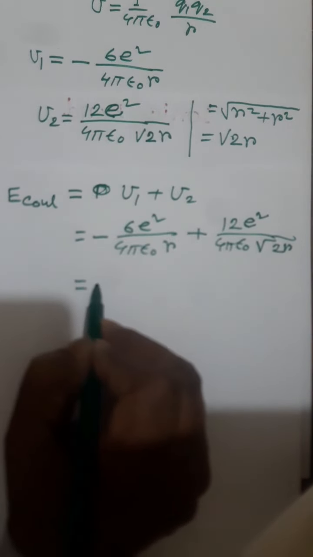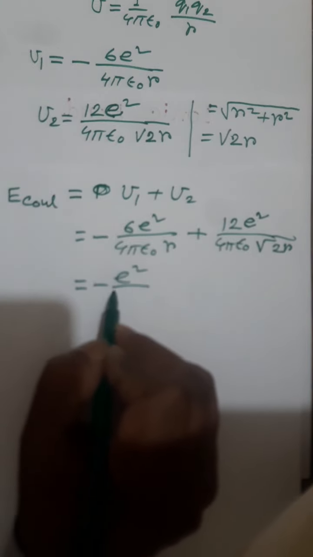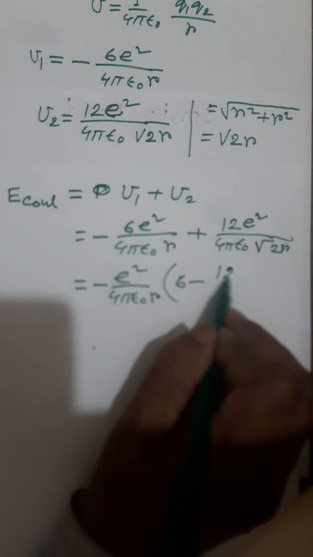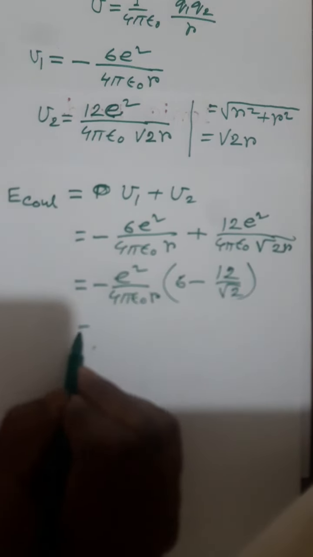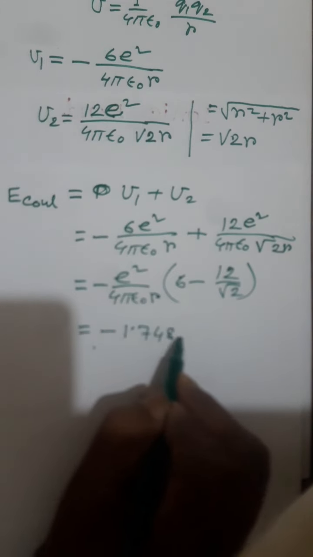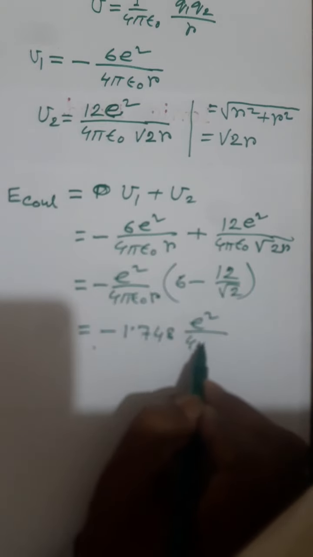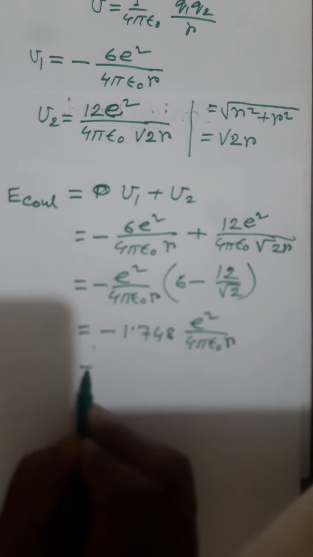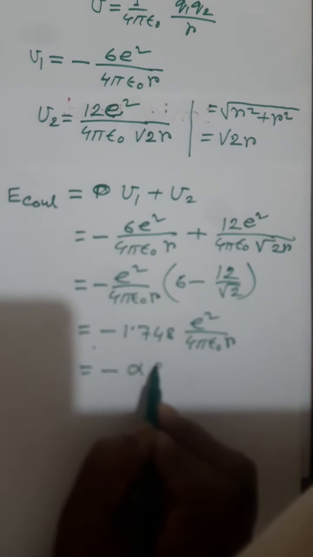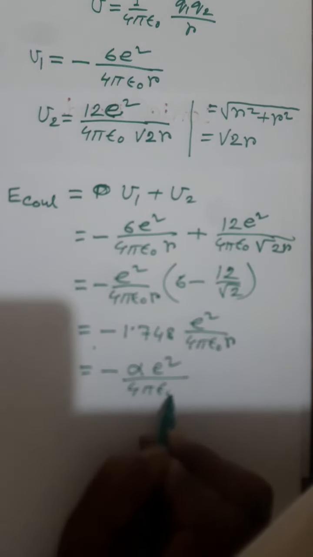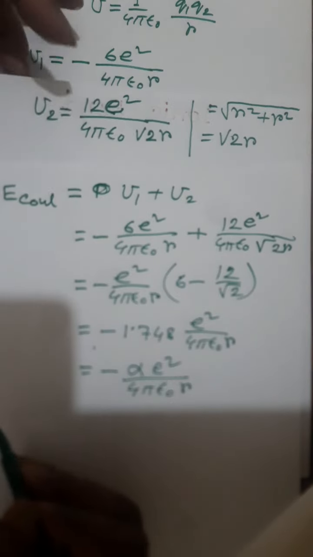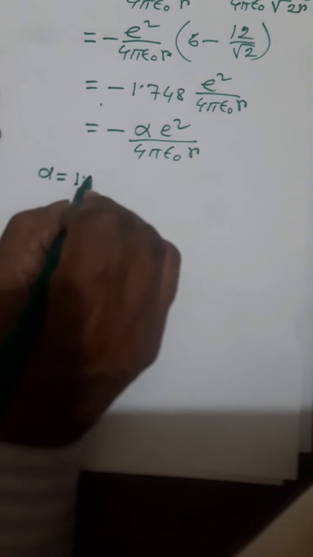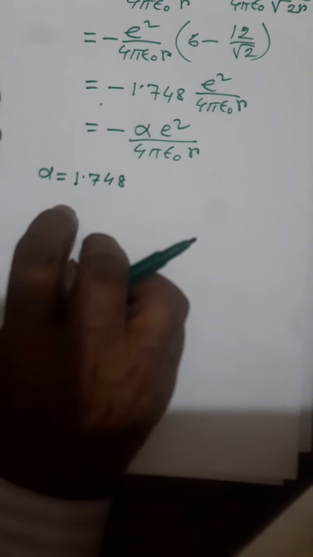Which is equal to minus e square by 4 pi epsilon naught r, into 6 minus 12 by root 2, that is minus 1.748 e square by 4 pi epsilon naught r. That is minus alpha e square divided by 4 pi epsilon naught r, where alpha equal to 1.748. It is called the Madelung constant.